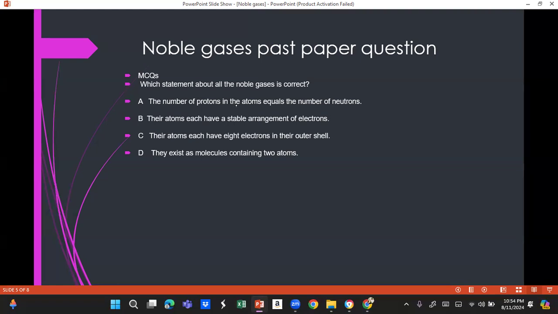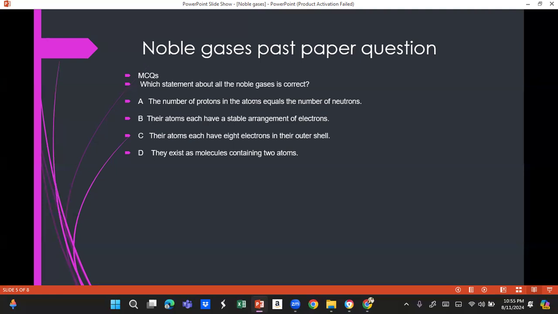The number of protons is not necessarily equal to the number of neutrons. You can see from the periodic table, compare all of them, and you will see the neutron number. It can be equal, but they're not always equal. Their atoms each have a stable arrangement of electrons. Yes, their electronic configuration is stable. We have discussed this before in the lesson.